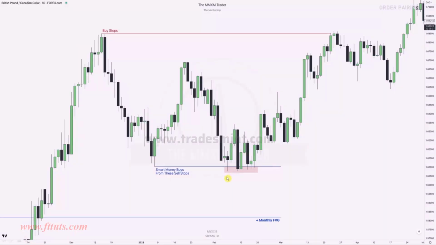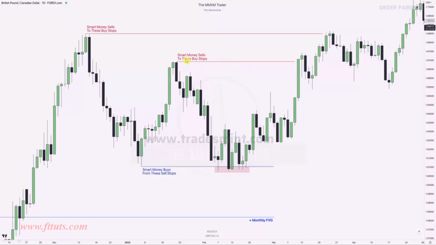So when they have accumulated all these sell stops, they're good to go into bullish order flow, and also we're coming from an internal range on the monthly time frame, right? So from internal to external again, up into this high. Smart money sells to these buy stops over here, right? So order pairing happened down here. Willing sellers entering the market, they push price up and up and up until they can offload their long positions to willing buyers.